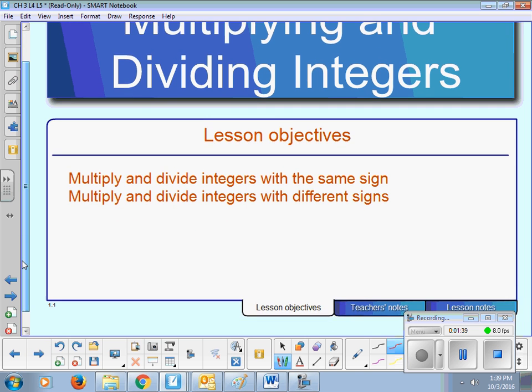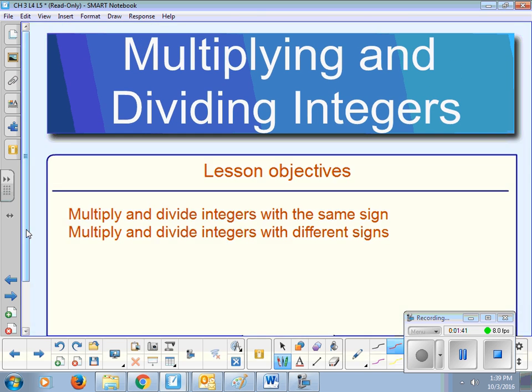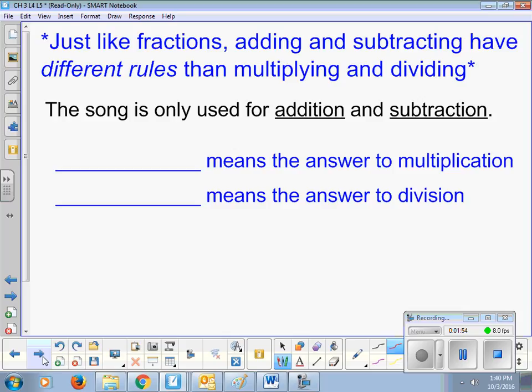Okay, so today we're going over multiplying and dividing integers. Lesson 4 is multiplying integers. Targets are: I will be able to multiply integers with the same sign, and I will be able to multiply integers with different signs. Similar to fractions, adding and subtracting have different rules than multiplying and dividing. You only use the song that we learned last week for addition and subtraction.